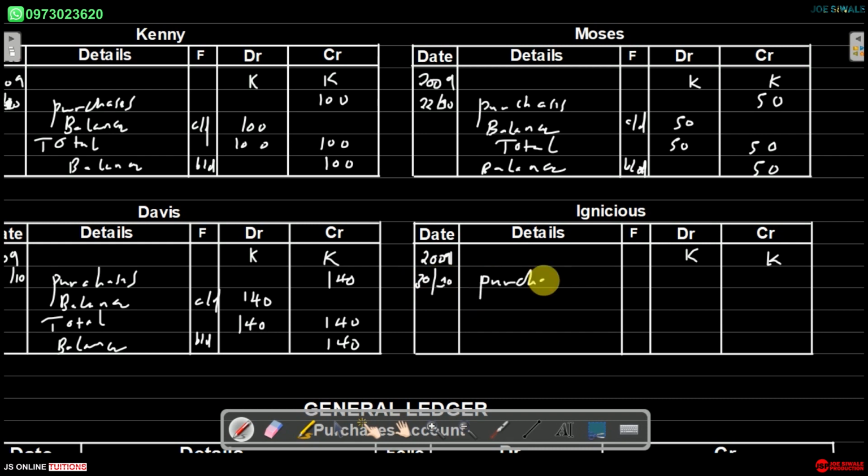So we can see our purchases, the amount is 100 kwacha. So we can find our total there, we can find our balance carried down, we can find our balance brought down. So the total there, we're going to have 100 on the debit side and 100 on the credit side. The balance carried down is going to be shown on the debit side as 100, and the balance brought down is going to be shown on the credit side as 100.